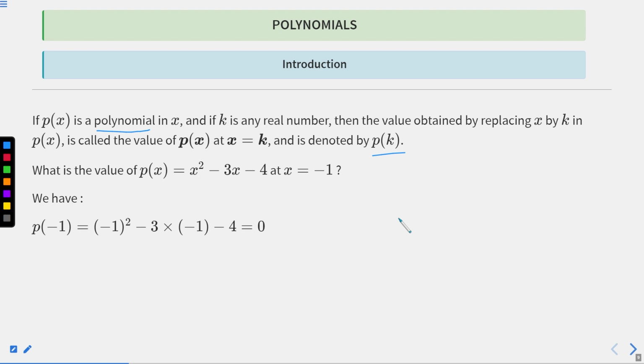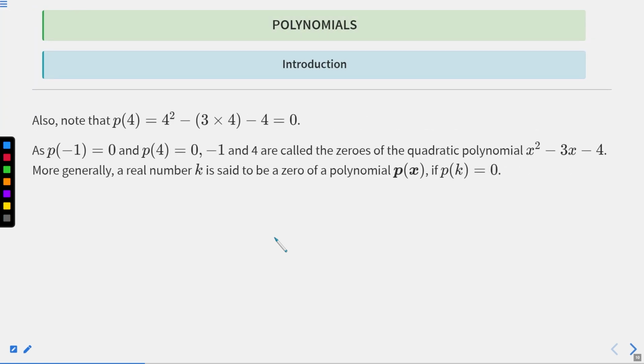Okay, so now what is the value of p of x is equal to x square minus 3x minus 4 at x is equal to minus 1? So here, replacing the value of x with minus 1 in the polynomial p of x is equal to x square minus 3x minus 4, we have p of minus 1, which is equal to minus 1 whole square minus 3 times minus 1 minus 4. If we calculate this, we get 0. So at x is equal to minus 1, the value of p of x is equal to 0.